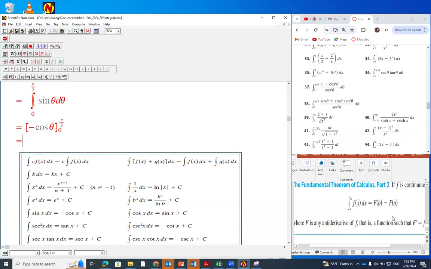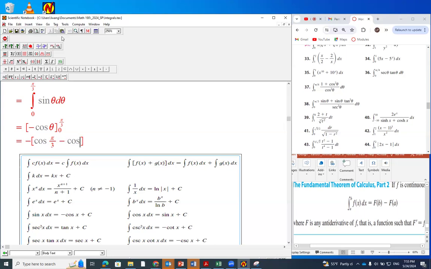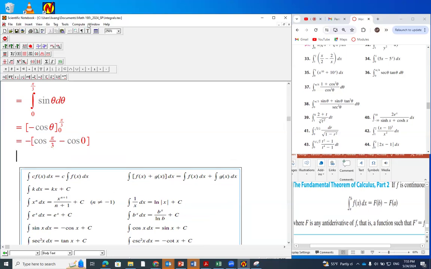Last, almost the last. When we're applying the fundamental theorem of calculus part 2, you may want to leave the negative sign outside. So we just have a cosine theta, which is going to be replaced by pi over 3 first, subtracting cosine 0. This, for me, is to avoid mistakes. Of course, you don't have to do it this way, but I usually do it this way to avoid messing up with signs.